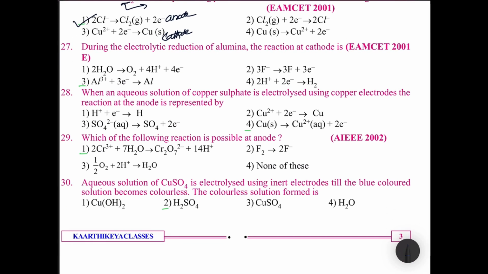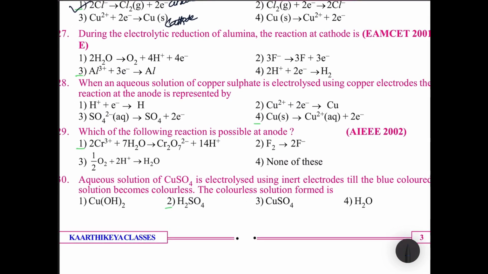Then coming to the 27th one, during the electrolysis reduction of alumina, the reaction at cathode is obviously aluminum ion takes electrons and becomes aluminum. This is at cathode. Cations go to cathode.